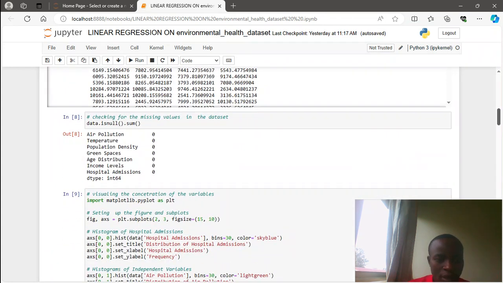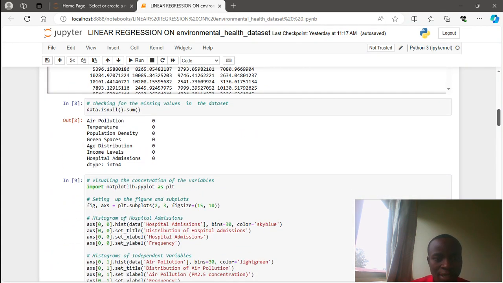Next step, I had to check whether my data set contains null values, that is missing values. So I had to call data.isnull().sum(). So I had to get the sum of the values which are missing, but good enough, I found there are no missing values, which calls for the next step.